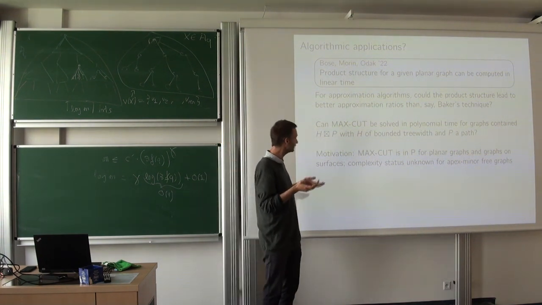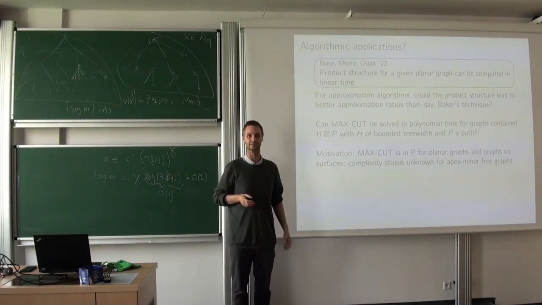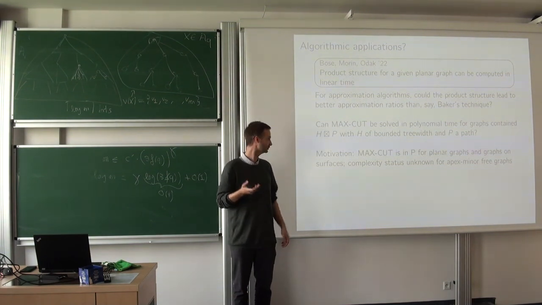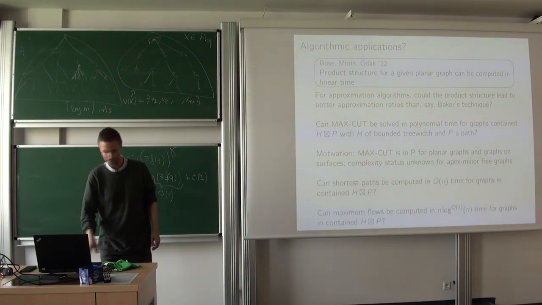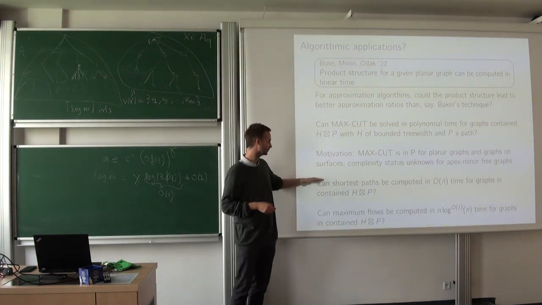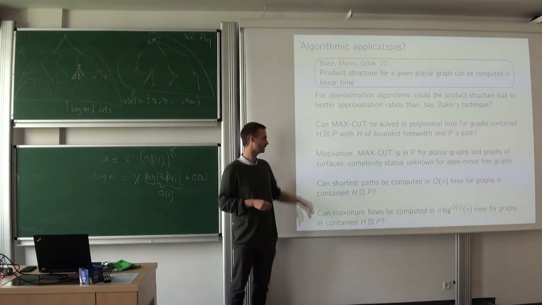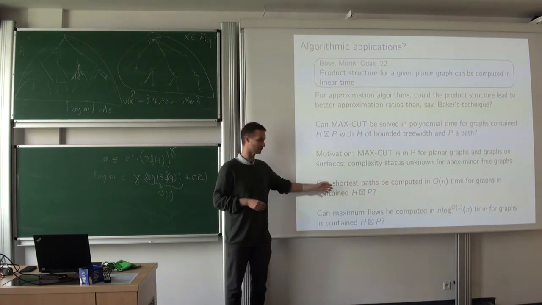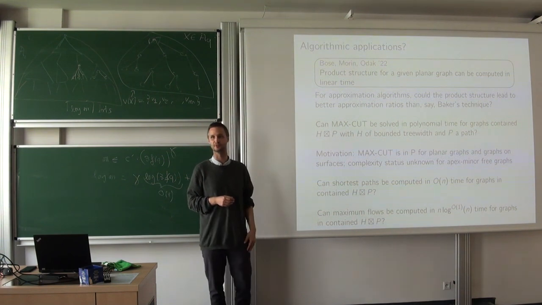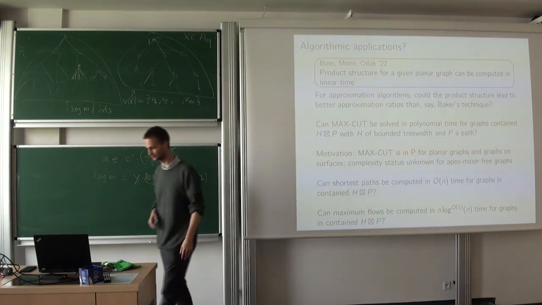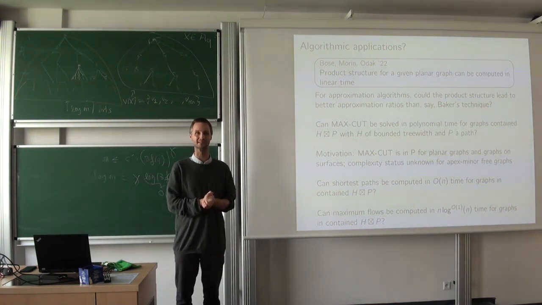So I don't know if max cut can be solved in polynomial time on graphs that are subgraphs of H times P, where H has bounded treewidth. If you could find a way to do that, it would generalize to apex-minor-free graphs or whatever class has a product structure. I'm just mentioning one problem, but you can look at others. If you want to look inside P, shortest paths can be computed quickly on planar graphs, in big O of n times something. Can you do that for subgraphs of H times P? Can you compute maximum flows very quickly on subgraphs of H times P, et cetera? Okay, so these are other research directions. Let me stop there because I'm already over time. So thank you for your attention.